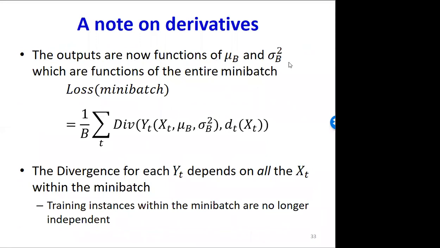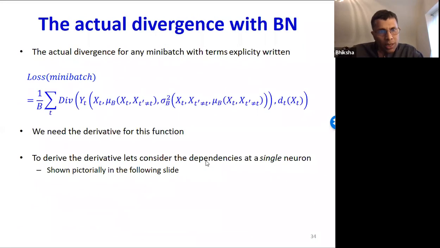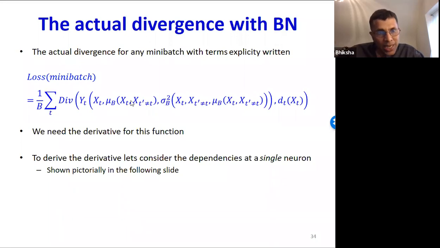The outputs are now functions of the mean and variances, which are functions of the entire mini batch. So if you want to represent it correctly, the output of the network in response to any input is a function of that input, the mean of the mini batch, and the variance of the mini batch. And now the mean itself is a function of not just that instance, but also of all of the other instances in the mini batch. And so if you write the divergence more explicitly, this is the relation we get.